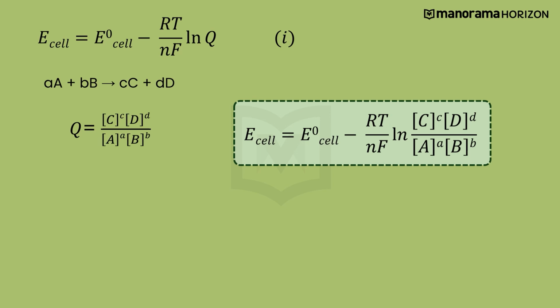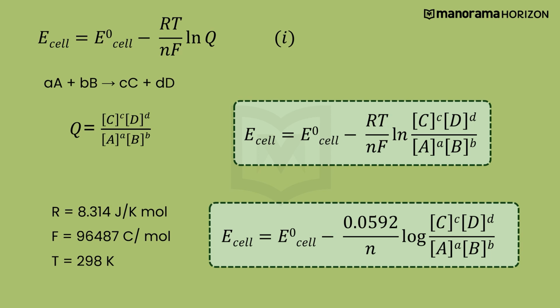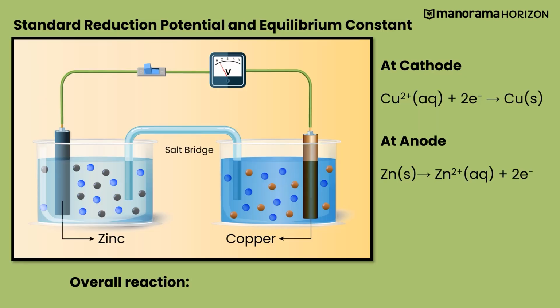By converting natural log to log to the base 10, substituting the values of R and F, and considering T as 298 Kelvin, the equation reduces to the following: E cell equal to E0 cell minus 0.0592 divided by N log [C]^c [D]^d divided by [A]^a [B]^b. Next, we will see the relation between standard reduction potential and equilibrium constant.